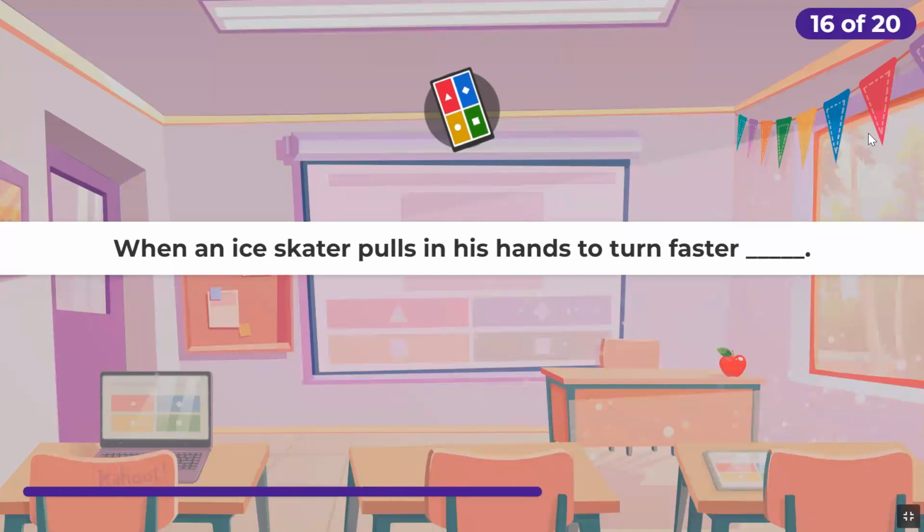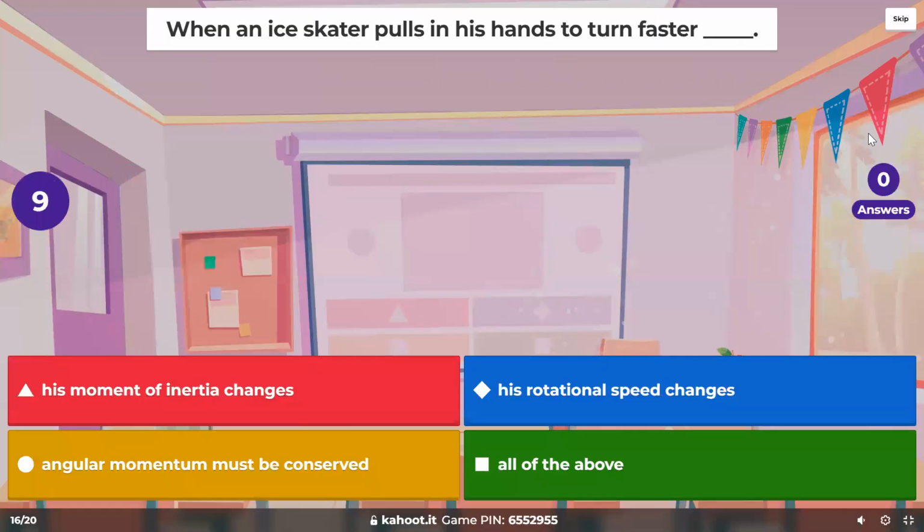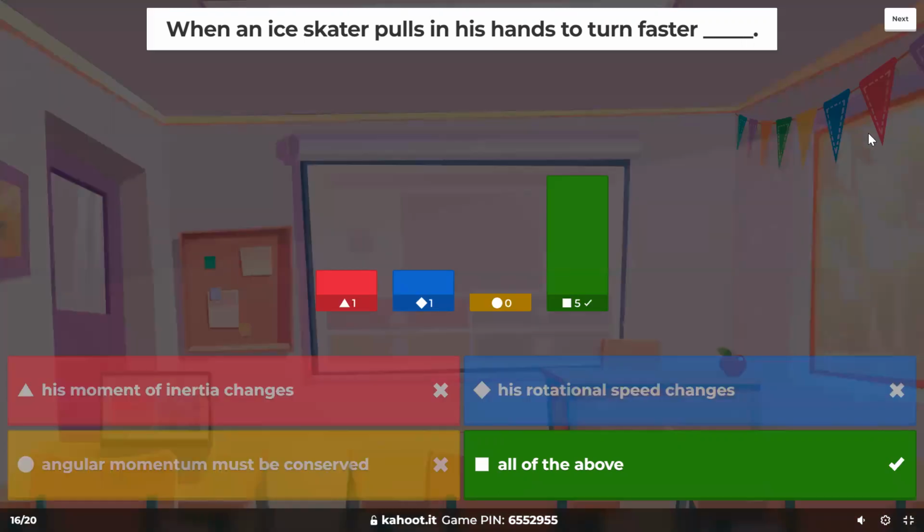When an ice skater pulls his hands in to turn faster. Yeah, all the above is true. Okay. All right, most got that.